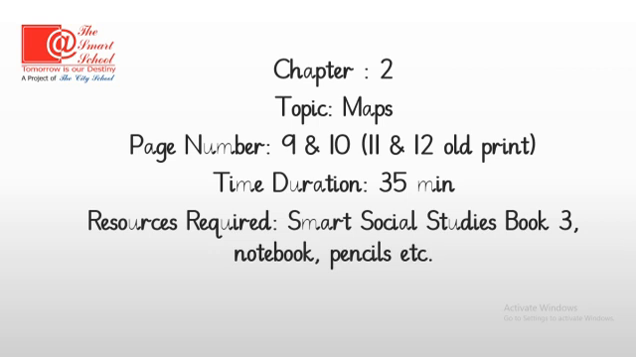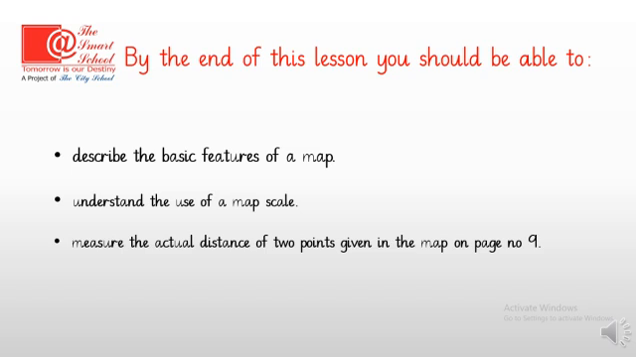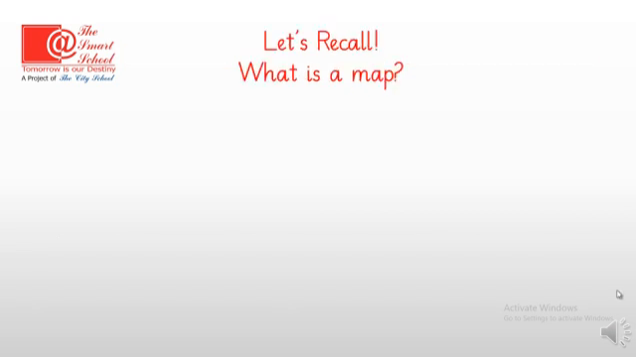The time duration of today's lesson is 35 minutes and the resources required are Smart Social Studies Book 3, Notebook and pencils. By the end of this lesson, you should be able to describe the basic features of a map, understand the use of a map scale, and measure the actual distance of 2 points given in the map on page number 9. So let's recall what is a map.